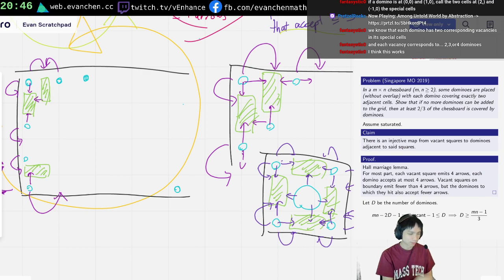Okay. So all 4 corners are vacant. If there's a domino at (0,0) and (1,0), call the 2 cells at (2,0)... Wait, I'm a little confused. How does this deal with the Blankzilla counterexample?